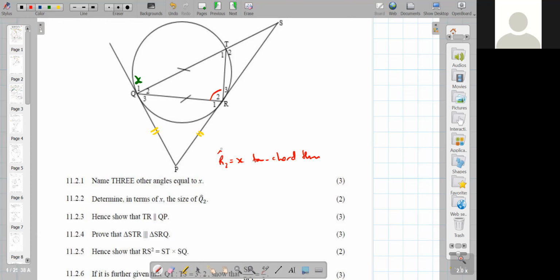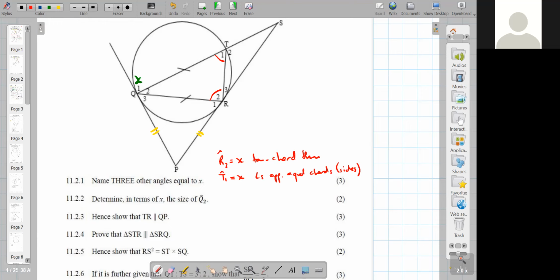So that's R2. After R2, I can say that T1 is X. Why? T1 is X because angles opposite equal chords, or you can say equal sides, because they are both chords anyway. What else? Now, if we have T1 and R2, where is the third angle?